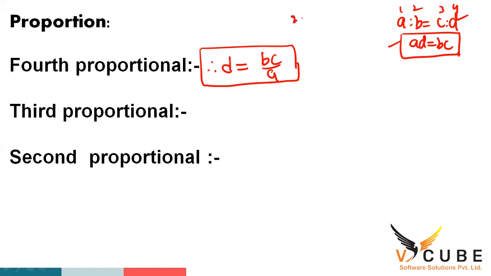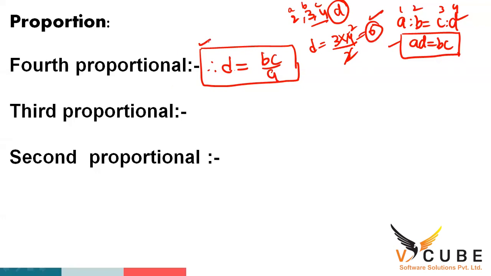For example, a question like this: 2, 3, 4. Find out the fourth proportion. Look like A, B, C. The D value we don't know. We have to find out the fourth proportion. So the formula is D is equal to BC by A. BC is 3 into 4, by A which is 2. 2 twos are 4, 2 threes are 6. The fourth proportion value is 6.